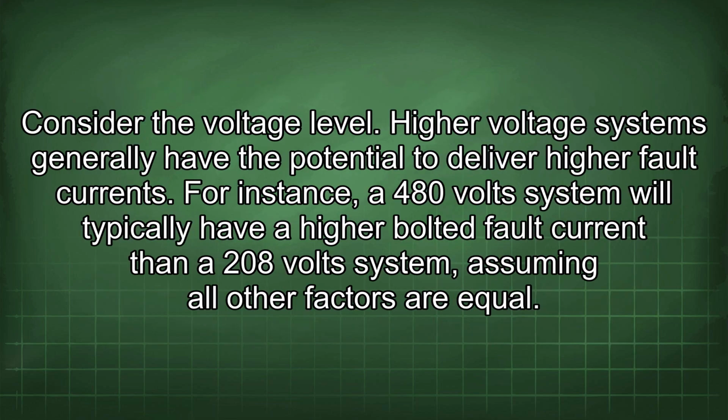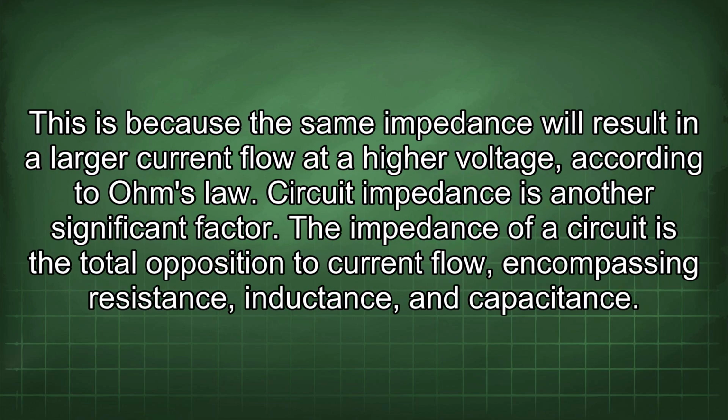Consider the voltage level. Higher voltage systems generally have the potential to deliver higher fault currents. For instance, a 480-volt system will typically have a higher voltage fault current than a 208-volt system, assuming all other factors are equal. This is because the same impedance will result in a larger current flow at a higher voltage, according to Ohm's law.